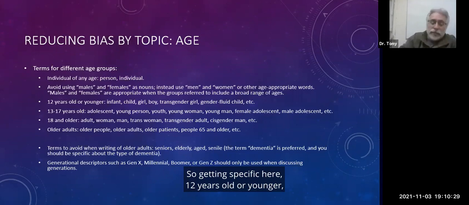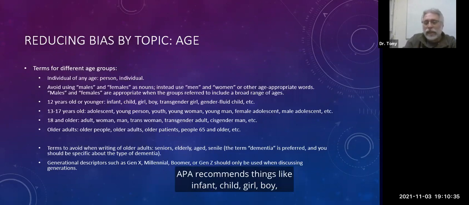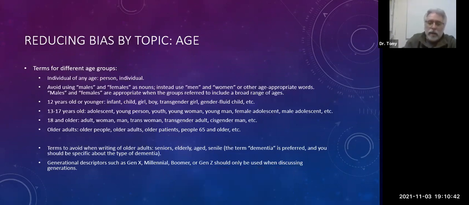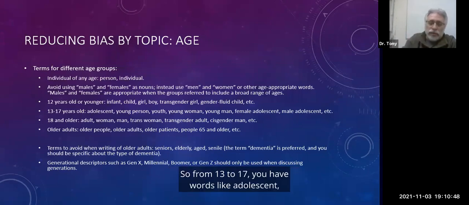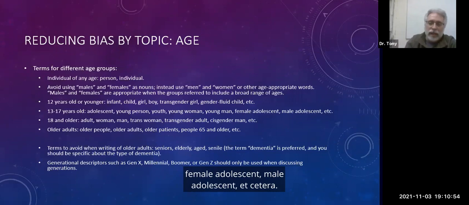So getting specific here, 12 years old or younger, there's a variety of words you can use. APA recommends things like infant, child, girl, boy, transgender girl, gender fluid child, etc. Again, the idea is to use words that are age appropriate. So from 13 to 17, you have words like adolescent, young person, youth, young woman, young man, female adolescent, male adolescent, etc.